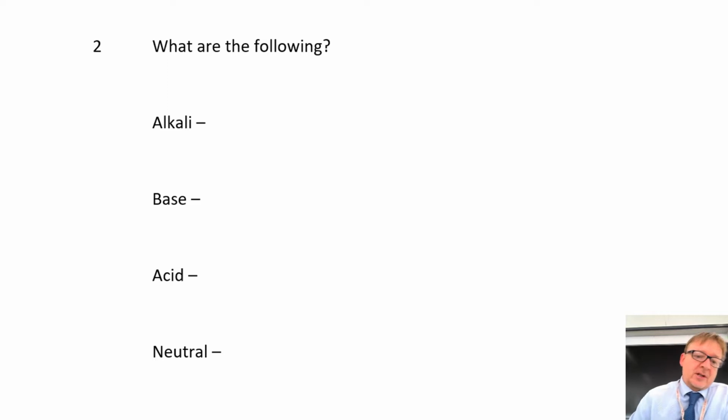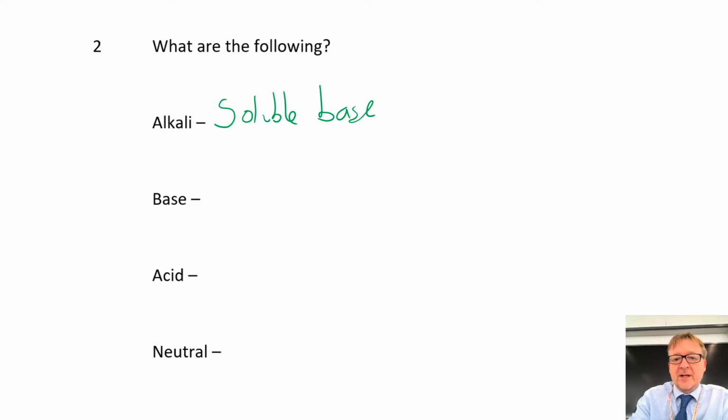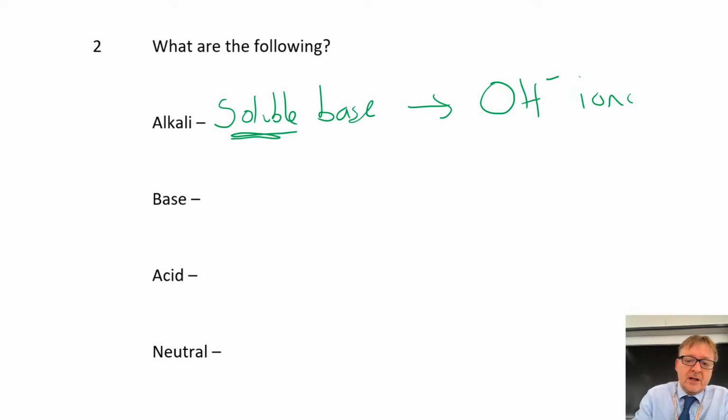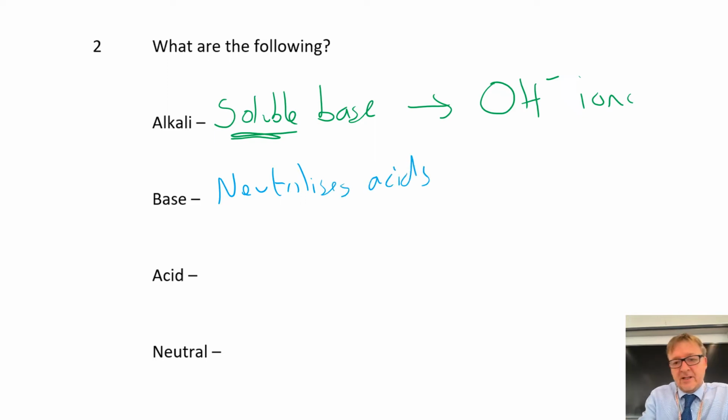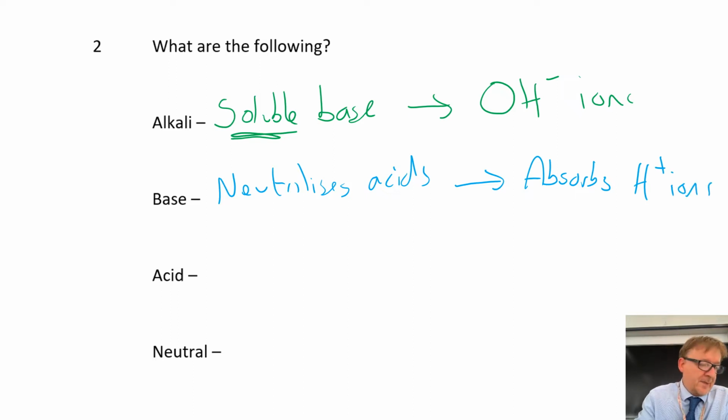What are the following? Alkali, base, acid, and neutral. An alkali first is something called a soluble base, and what that does is it creates OH minus ions. But the key to it is the fact that it's soluble. A base neutralizes acids, and its main job is that it absorbs H plus ions. So that's a base.